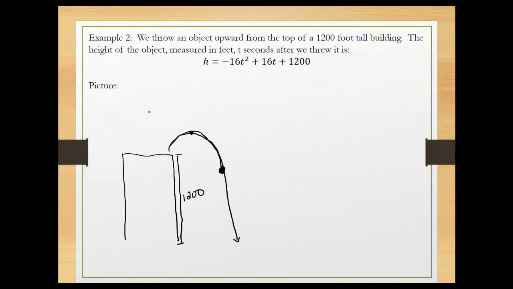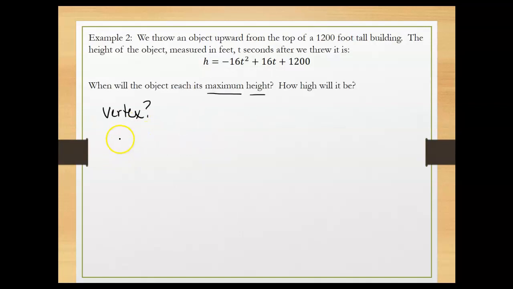So let's go back to our picture. That's our maximum height right there. That is the definition of the vertex. Remember that our formula for the axis of symmetry, which is the x value of the vertex, is negative b over 2a. Well, I didn't use an x in this equation. What did I use? I used t. That means this is actually going to be the time is equal to negative b over 2a. Remember, a is negative 16, b is 16, and c is 1200.